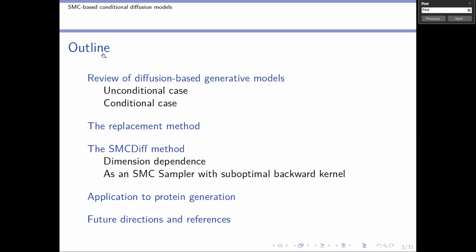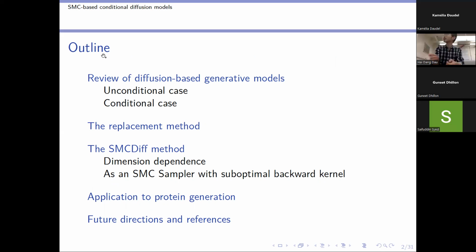So here's an outline of the presentation. First, a quick review of general diffusion-based generative models. Some of you work on that, some of you don't, so I try to make it accessible to everyone. We start with the unconditional case and the conditional case. Then we can talk about the replacement method. One of the contributions of the article is that they try to show why the replacement method introduces a bias that cannot vanish even if you have a large neural network. And then the authors present their SMC-diff method.